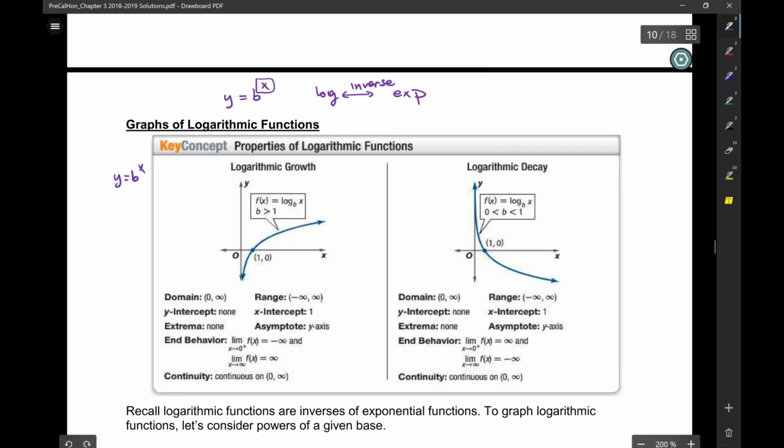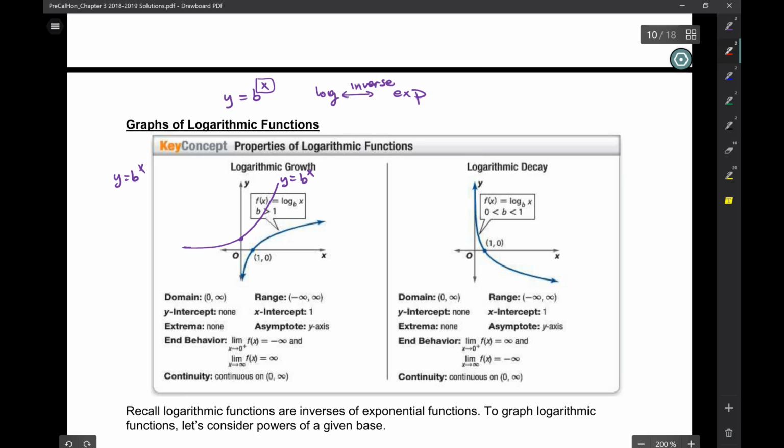At y equals 0, there is an asymptote, right? So it would look like this. And then, okay, so what's the y-intercept here? When x is 0, y is what? 1. So this is a graph of y equals b to the x, right?